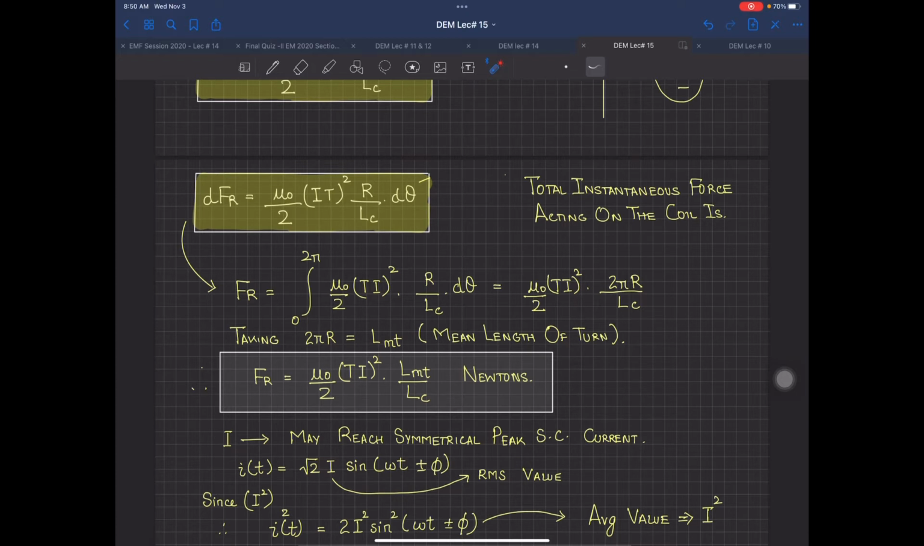But if you have a large amount of current, it is being squared. So the more the current, the force is going to be squared over there. That's why if the short circuit current is 10 times, the force will be 100 times. If it is 25 times, it will be 625 times.